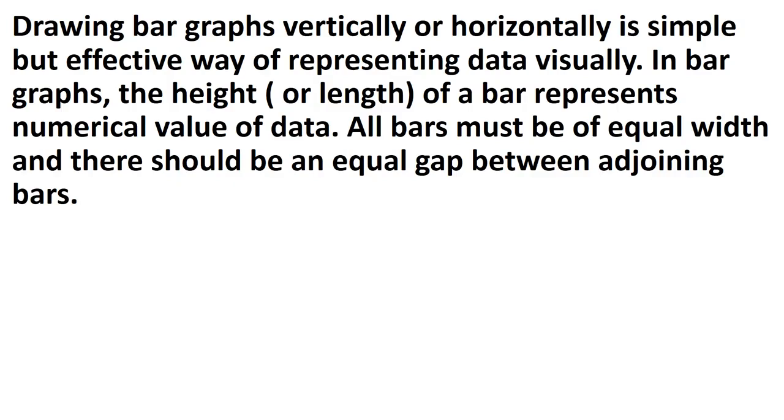First of all, a bar graph can be drawn vertically as well as horizontally. We can draw both ways and it is a simple and effective way of representing data. In a bar graph, the height, or we can say the length, of the bar represents the value of data. Height depends on the numerical value of data. All bars must be of equal width. The width of the bars must be the same. If you are taking graph paper, you will take one square for one bar. And there should be an equal gap between adjoining bars.